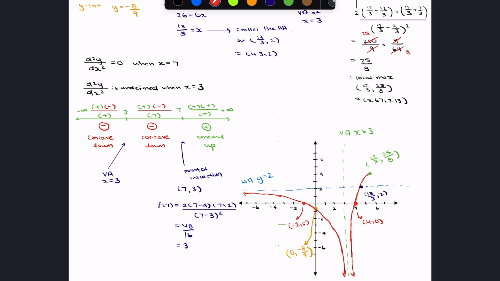And then we see that it's going to go down. And there's a point of inflection at (7, 3). So around here, let me just indicate that at (7, 3). That's where our point of inflection is. And so go back down and continue. And so our graph will look something like that.